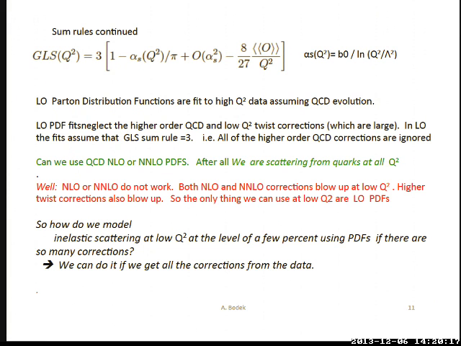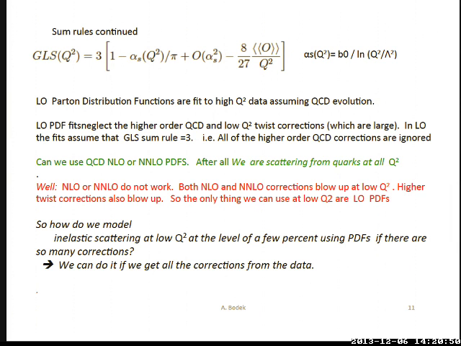So let's continue with the sum rules. Leading order parton distributions are fit to high Q-square data, assuming QCD evolution. But they neglect the higher order QCD terms and the low Q-square higher twist effects. And in leading order, for example, the GLS sum rule is satisfied by the leading order PDF. All the higher order corrections are ignored. So you say, oh, OK, fine, let's just use next to leading order. And people at MINERvA told me, well, when are you going to switch Bodek-Yang to next to leading order? And I say, never.